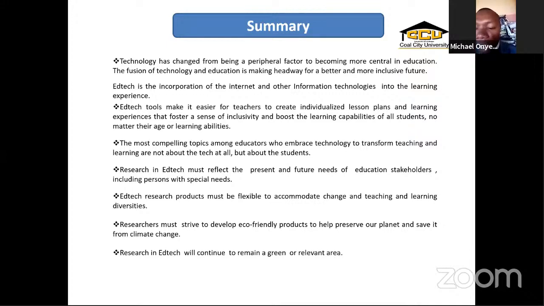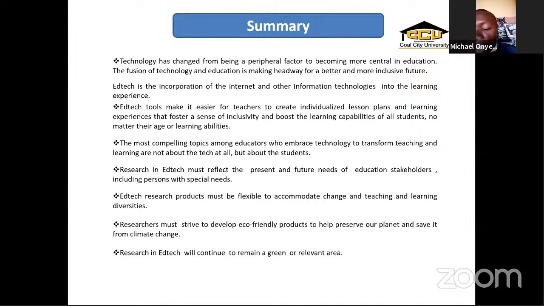And again, I said that researchers must strive to develop eco-friendly products to help preserve our planet and save it from climate change. Very important. I use the opportunity again: as we develop educational technology software, applications, or hardware, we must do more to make sure that these technologies are eco-friendly, that they will not destroy our planet. You know, wildfires all over the world now, flooding all over the world as a result of climate change. So as we develop these technologies, we need to make sure that we do green computing, which is an aspect of technology that preaches the use of eco-friendly materials or systems that can preserve our environment and also help us to achieve our aim.